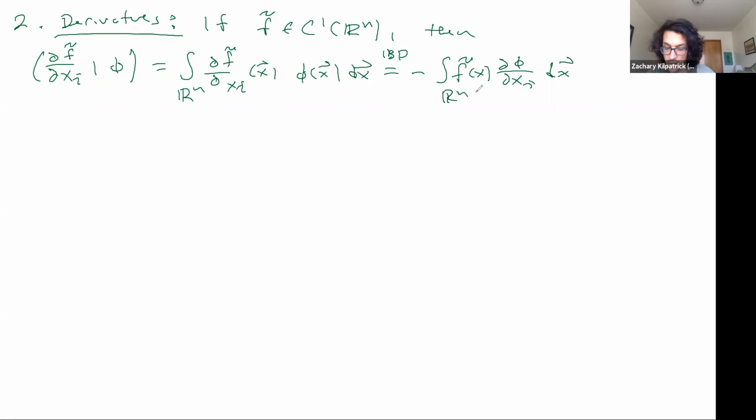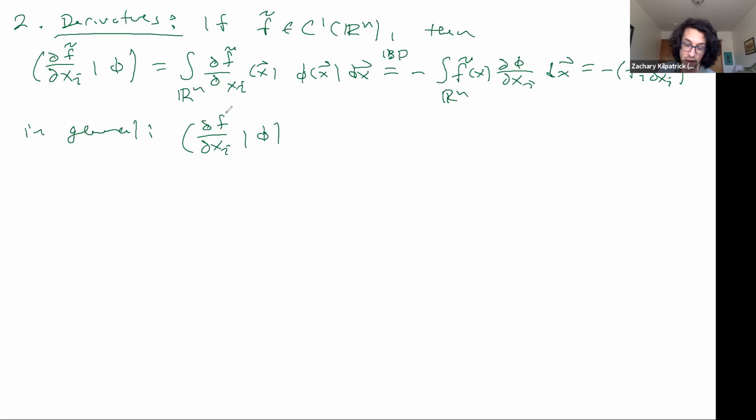And so this is going to be equal to minus f, sorry, make sure I use the right notation here, your original distribution taken against d phi dx_i. So what this says in general is that the derivative of your distribution, so me dropping the tilde here, f is now our distribution, is equal to minus f of d phi dx_i. And it's true for any phi that lives in D. And every distribution is differentiable in the sense of distributions.